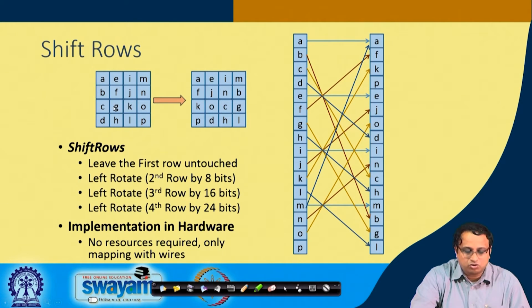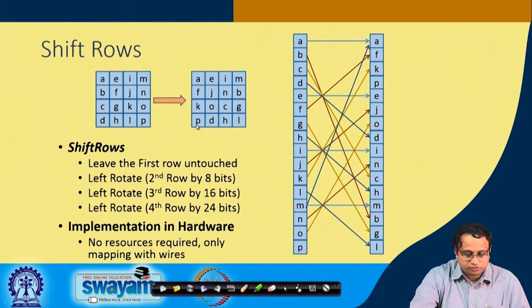For the third row, I do a cyclic left rotation, but now I do it by 2 bytes. So therefore, K will come here and so on. So I will get KOCG in this case. The final row essentially is again a left rotation, but now it is by 3 bytes. Okay, you can alternatively think of this as a right rotation by 1 byte as well. Okay, so therefore DHLP will come here as D will come here, H will come here, L will come here, and P will come here.